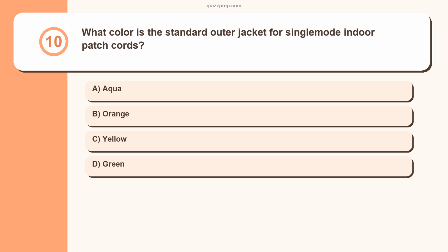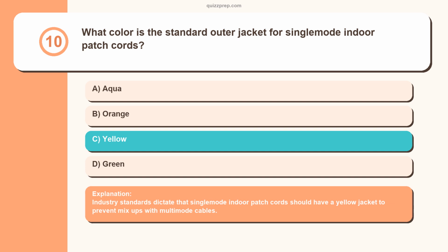Question 10. What color is the standard outer jacket for single-mode indoor patch cords? Aqua, orange, yellow, green. Industry standards dictate that single-mode indoor patch cords should have a yellow jacket to prevent mix-ups with multi-mode cables.